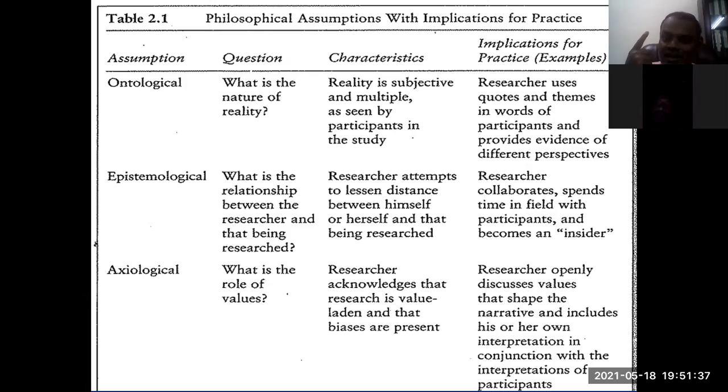So the researcher acknowledges that research is value laden and that bias is present. The researcher openly discusses the values that shape the narratives and includes his or her own interpretations in conjunction with the interpretation of the participants. Maybe when you are doing interpretations, you bring your value statement in line with the participants' value statement. You can bring your own statements. It comes under axiology.